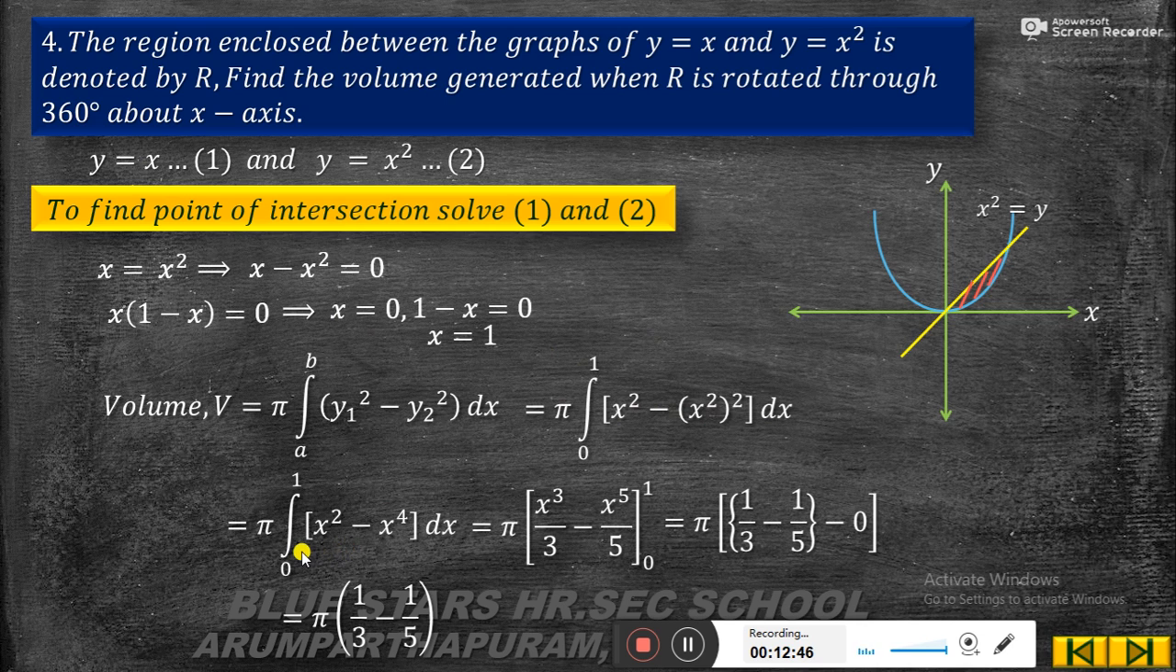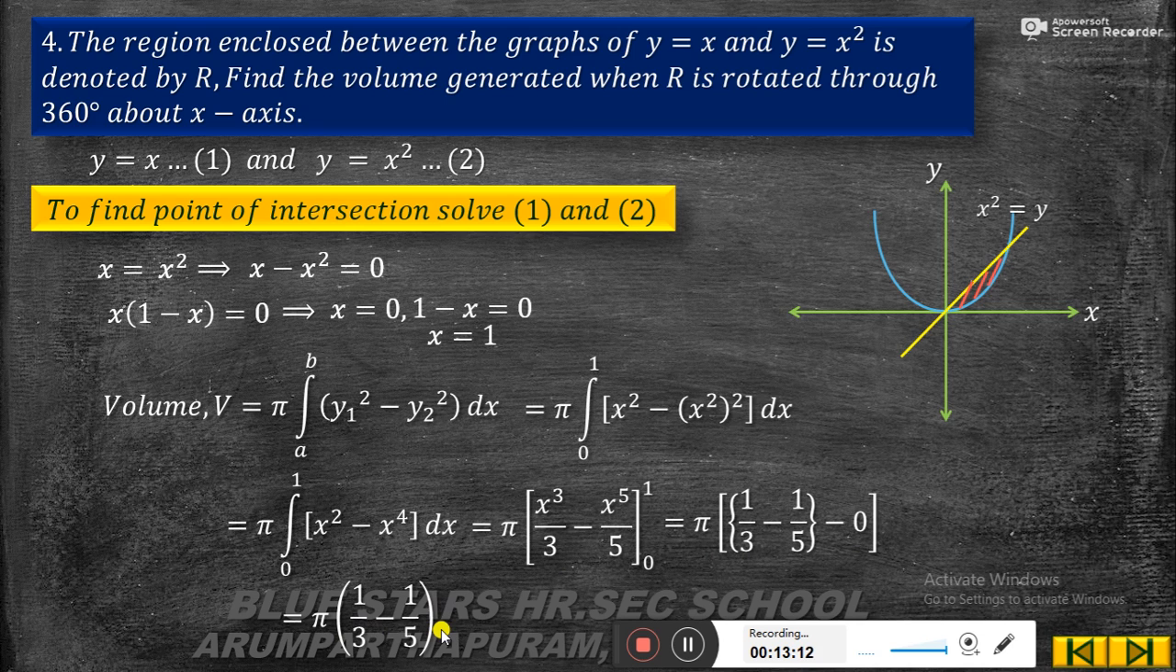The next step, pi into the integral from 0 to 1 of (x square minus x power 4) dx. Pi into the integration of x square, which is x cube by 3, minus the integration of x power 4, which is x power 5 by 5. We apply the limit 0 to 1. So the next step, pi into, substitute x equal to 1: 1 by 3 minus 1 by 5, minus the lower limit 0. So pi into (1 by 3 minus 1 by 5).